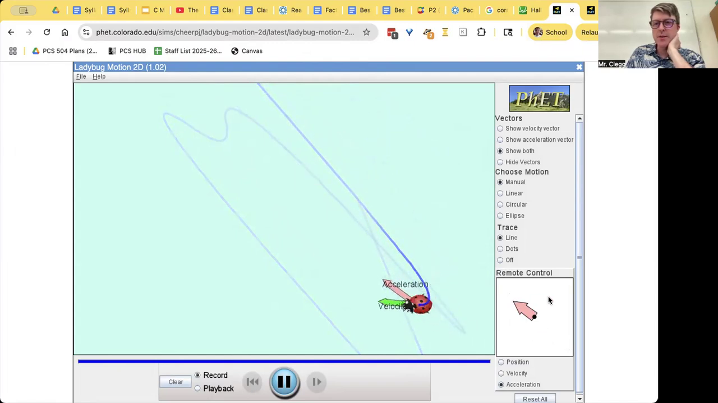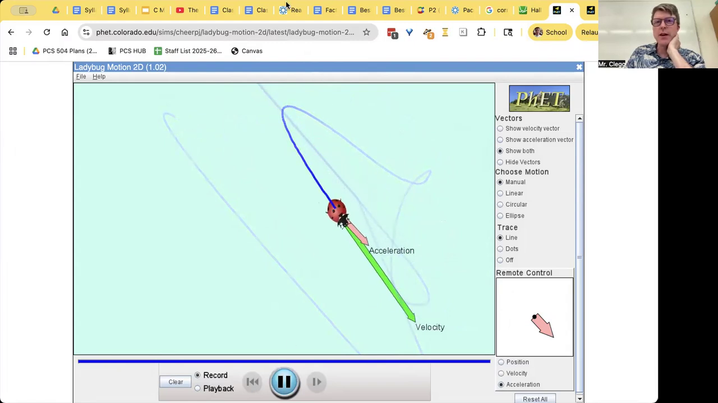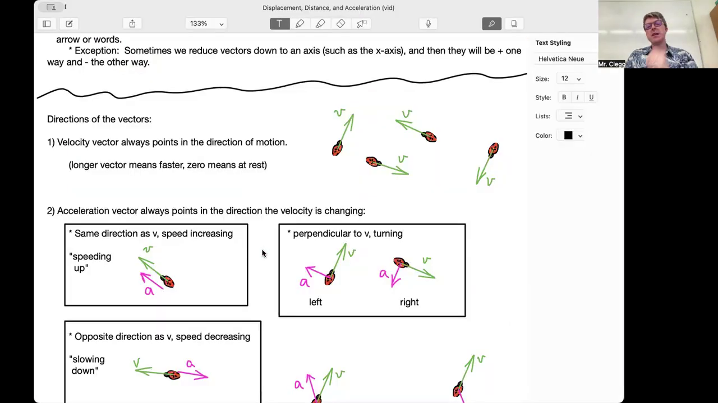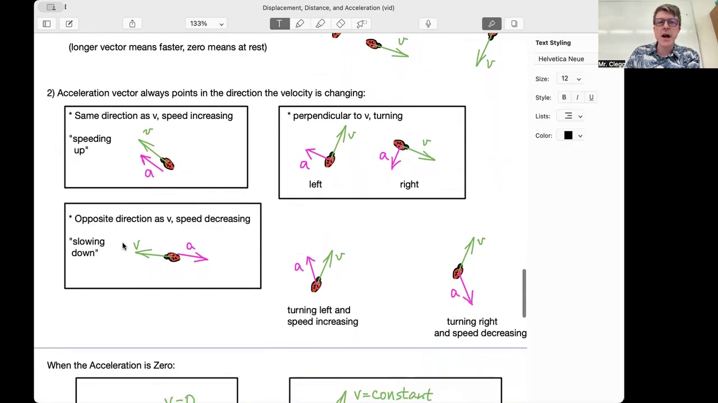And now they're in opposite directions. It's a little bit hard to make them exactly in opposite directions. I wish I could make them exact, but after you play with that for a little while, hopefully you can see pretty soon some patterns. And here's what I'd like you to notice: if acceleration and velocity are in the same direction, the speed is increasing or speeding up. If they're in the opposite direction, the speed is decreasing, they're slowing down. So that means that the velocity vector is getting shorter if they're in opposite directions.